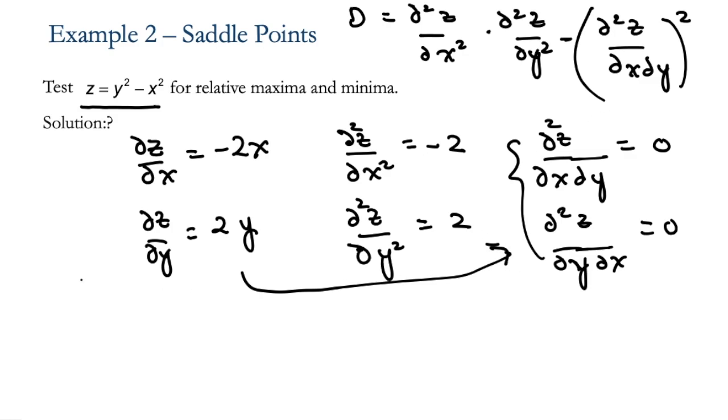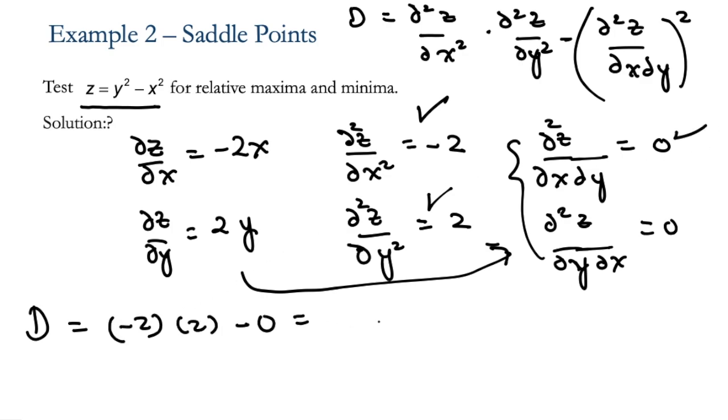Okay, so now we can find D. D is actually this one multiplied by this one minus this, isn't it? So here, minus 2 multiplied by 2 minus 0. What do you get? Minus 4. Okay, minus 4 for D is less than 0. Therefore, it is neither relative maxima nor relative minima. So this one is what we call a saddle point.